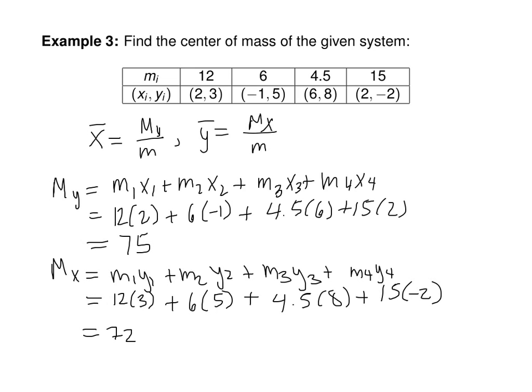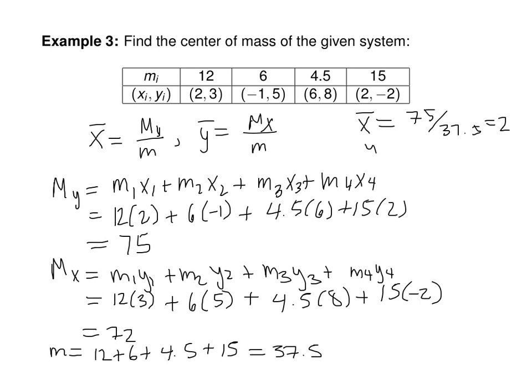Now to find x bar and y bar, we have to also find the total mass lowercase m, and that is 12 plus 6 plus 4.5 plus 15, or 37.5. Now we know that x bar is given as 75 divided by 37.5, which is 2, and y bar is given by 72 over 37.5, which can be written as 144 over 75. So the center of mass is (2, 144/75).